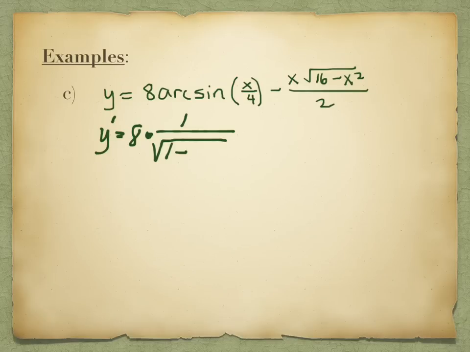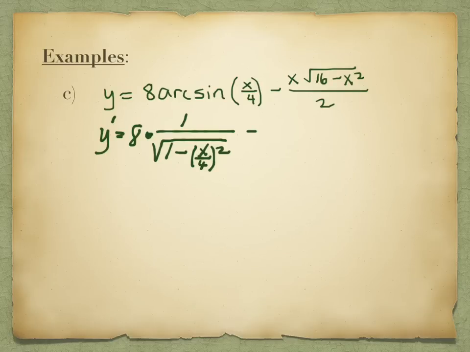It would be 1 minus x squared if it were just arcsine. So instead of x squared, you got it. So this will be x over 4, and all of that squared. So that's the first portion's derivative. We have our subtraction sign.